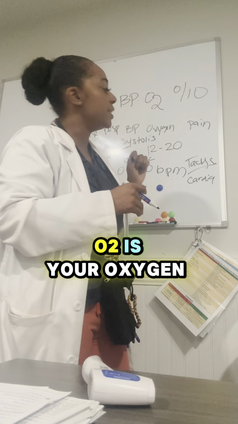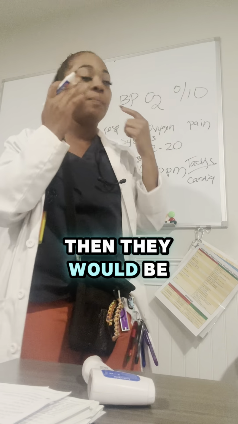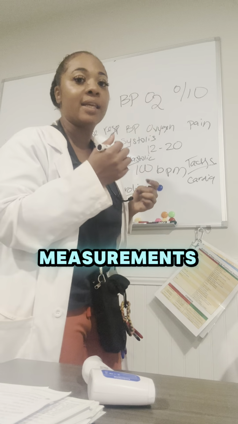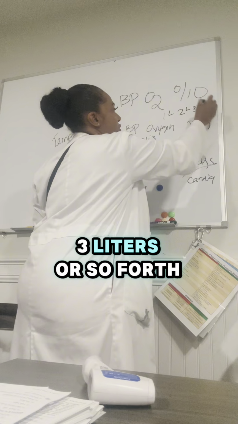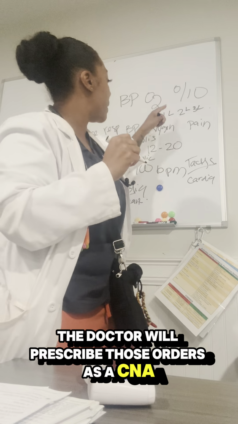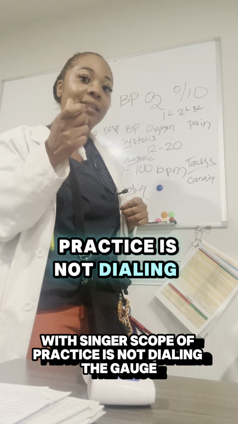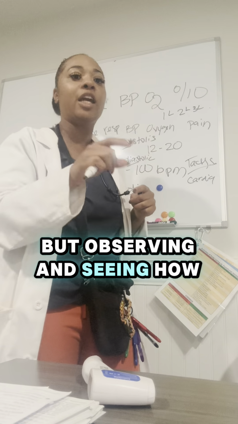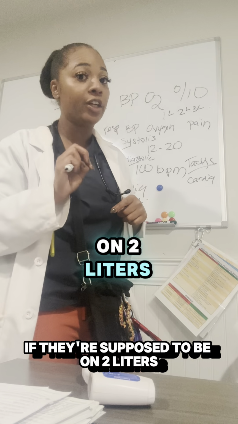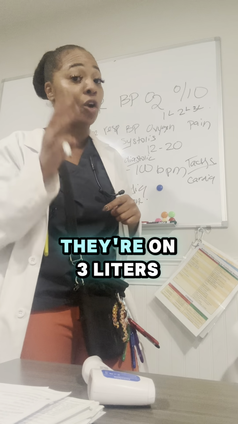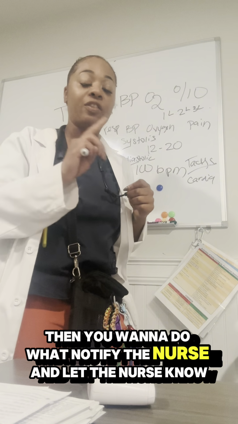O2 is your oxygen level. If your patient is on oxygen, then they would be on liters and measurements. That's 1 liter or 2 liters, 3 liters, or so forth. The doctor will prescribe those orders. As a CNA, what's in your scope of practice is not dialing the gauge, but observing and seeing how many liters your resident is on. If they're supposed to be on 2 liters and you go into the room and you see that they're on 3 liters, then you want to do what? Notify the nurse and let the nurse know.